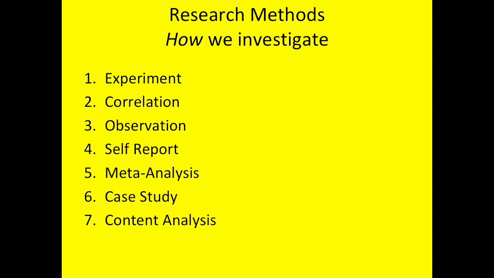method? And by that it means, how has the researcher done their investigation? What methods has the researcher used? So you'll know the methods as experiment, correlation, observation, self-report, meta-analysis, case study, and content analysis. For AS, you don't need to know the content analysis or the case study. So once you've established what your research method is, then you can start thinking automatically about other clues.